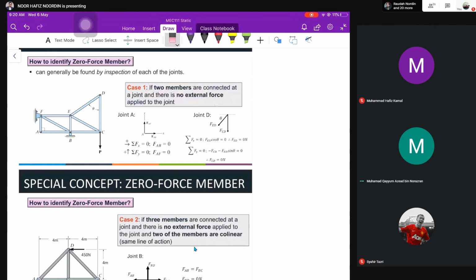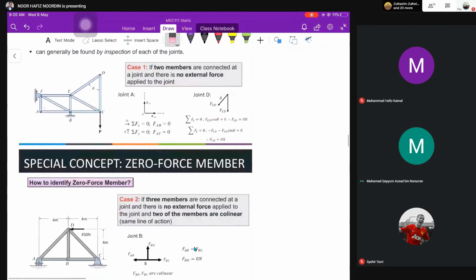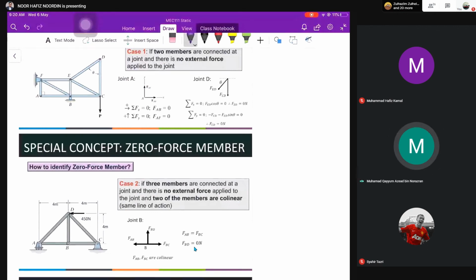Alright. And then case number 2. If three members are connected at a joint, maknanya kita ada 3 member, 1, 2, 3. And there is no external force applied to the joint. Maksudnya 3 member ni dia join pada satu point, and there is no external force at that point. Dia tak ada external force pun, 400 ke P ke apa tak letak. Maksudnya tak ada force applied to the joint, and 2 of the members are collinear. Member mana yang collinear tu? Sorry, bukan point D. Saya salah explain.